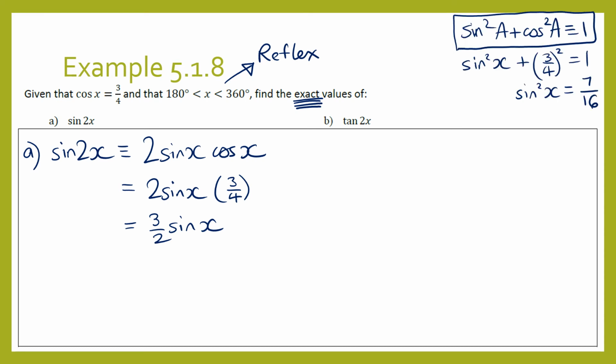Okay, hopefully you remembered that we're going to use sine squared A plus cos squared A always equals 1. If you sub in what we know, cos x is 3/4, and then rearrange it to get sine squared on its own, you get sine squared x is 7 over 16. We now need to square root both sides, but as we did in that previous example, we now need to stop and think, do we want the positive square root or the negative square root, or do we want both?